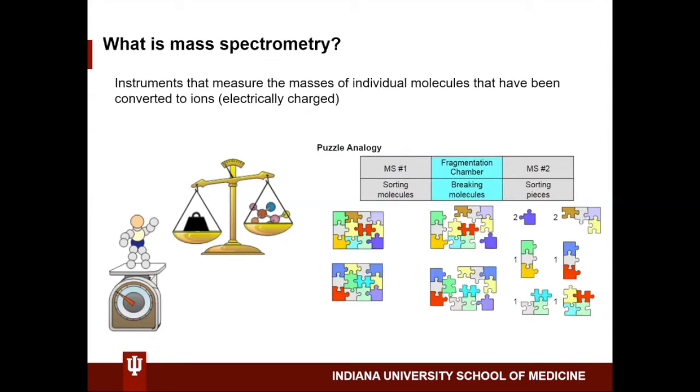Another analogy that people like to show when describing what mass spectrometry is capable of is this puzzle analogy, in which you can weigh the entire puzzle and then you can also break it apart and look at the individual pieces and how the pieces go together. And this is essentially what we're doing in MS/MS, or tandem mass spectrometry, which we'll get into later in this lecture.